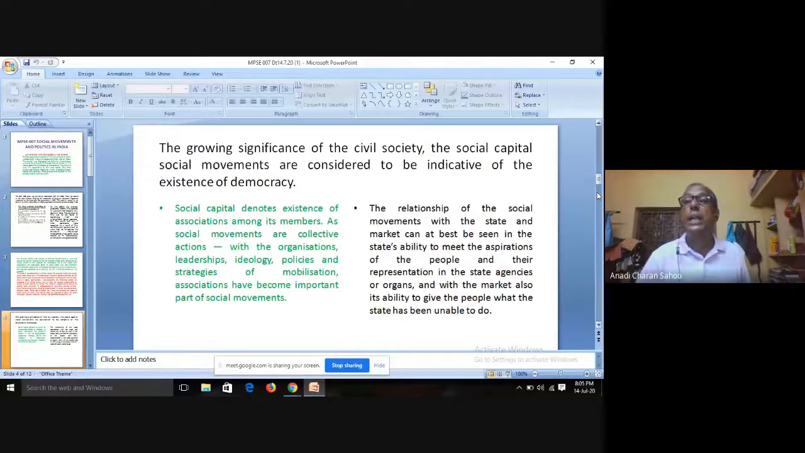through different ways. Firstly, the state's ability to meet the aspirations of the people and their representation in the state agencies or organizations. And with the market also, its ability to give the people what the state has been unable to do.